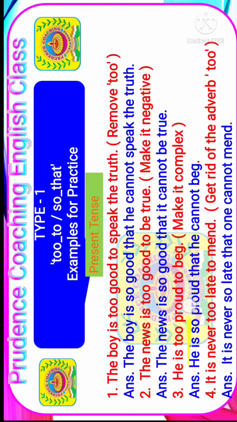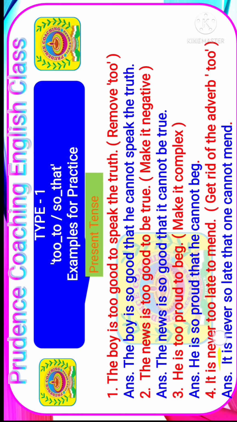Next one: He is too proud to beg. So this will be written as: He is so proud that, we will use the pronoun for the subject "he", that will be "he" itself, cannot beg. So the sentence will be: He is so proud that he cannot beg.